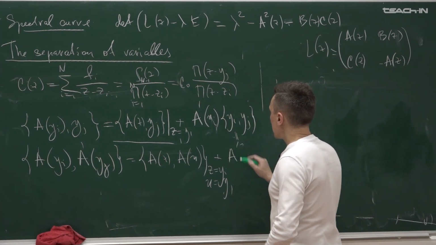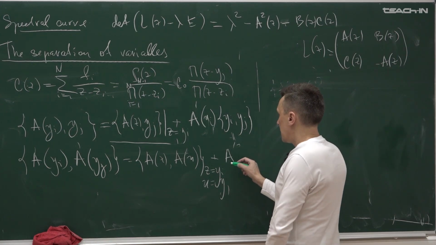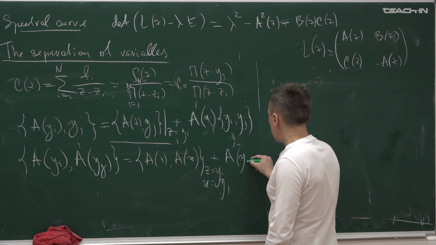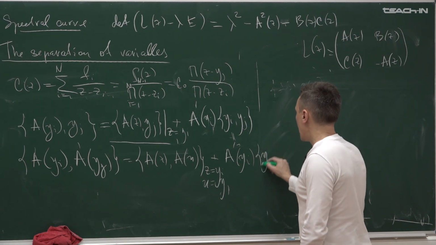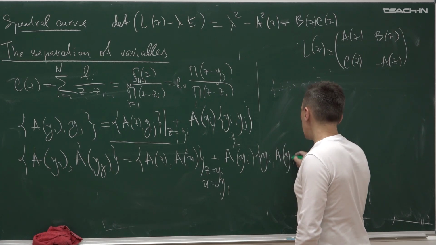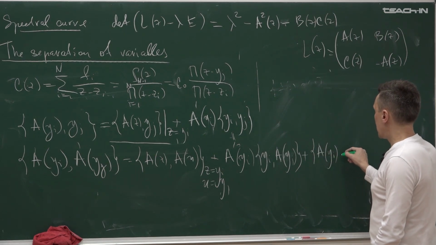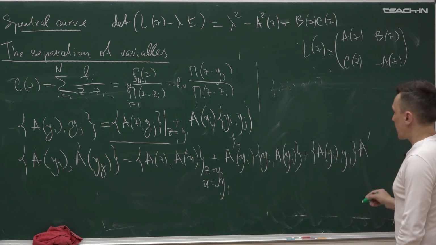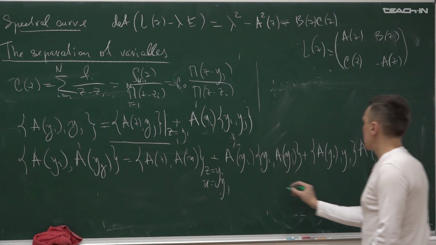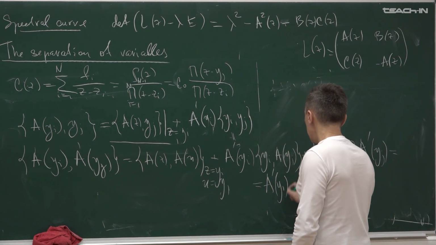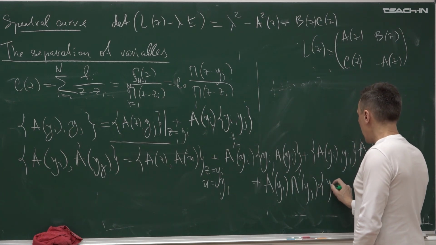So it is a prime of a in y_i with y_i and a of y_j, plus a of y_i, y_j a prime of y_j, and the last term is a prime y_i, I'm sorry, plus a prime y_j, y_i and y_j.